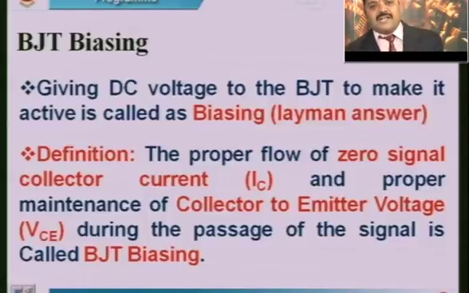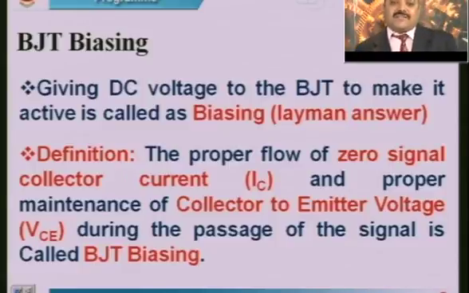When we are all technical people, we must know the technical definition of BJT biasing. So, let us discuss the definition. The proper flow of zero signal collector current. The moment I say zero signal, what is this? It is DC. Zero signal means it is DC. So, the proper flow of zero signal collector current and proper maintenance of collector to emitter voltage VCE during the passage of the signal is called as BJT biasing.